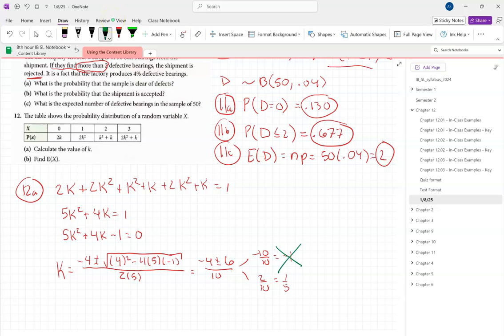Can't be negative 1. Why not? Probabilities must be a number between 0 and 1, right? So it should be 1/5. So my probabilities then are 2/5, 2 25ths. That's 1 25th plus 5 25ths, 6 25ths. And then 2 25ths plus 5 25ths is 7 25ths.